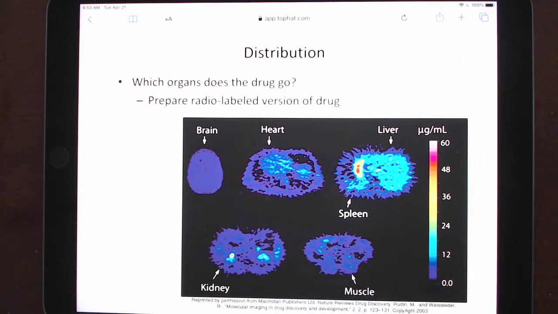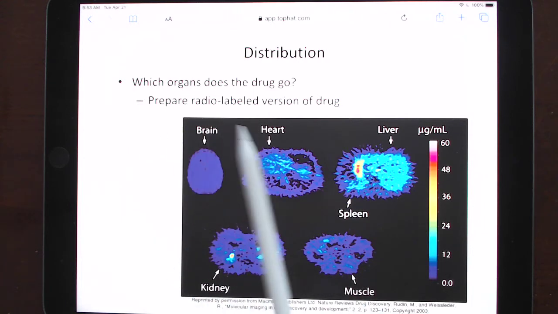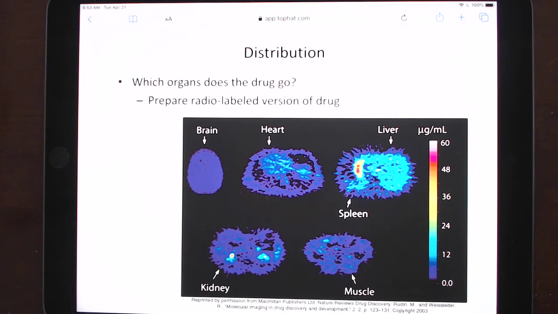Once it gets into the bloodstream, where is it going to travel? Where is it going to start to accumulate? One of the things you can do is make radio-labeled versions of the drug. So you can make, say, a carbon-14 or oxygen-18 or some sort of radioactive version of this drug, an isotope that would light up in your machine. Okay, and so you can scan your brain, heart, liver, kidney, muscle, some of that.